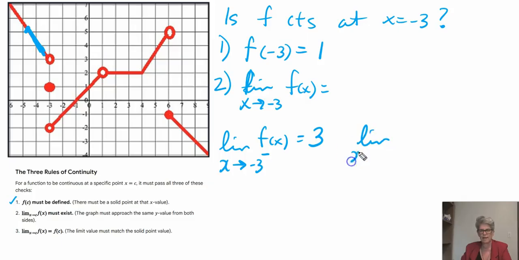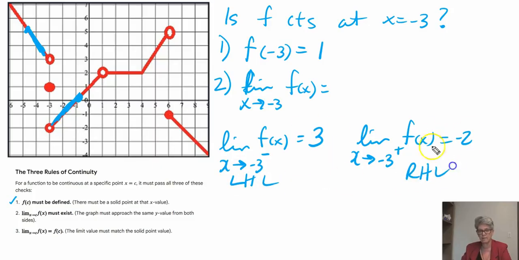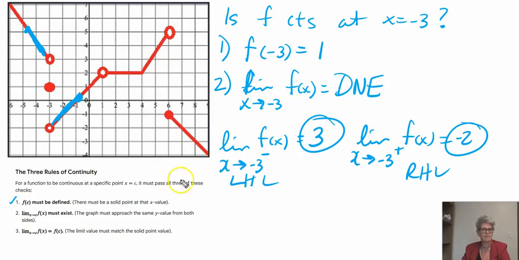But now, what about the right-hand limit? So if I'm a little bit to the right of -3, so say here, what are the y-coordinates of those points approaching as they approach x equals -3 from the right? And the y-coordinates are approaching -2. Once again, my left-hand limit and my right-hand limit are not the same. And so the limit does not exist. So the answer to this one is no, it's not continuous at x equals -3.